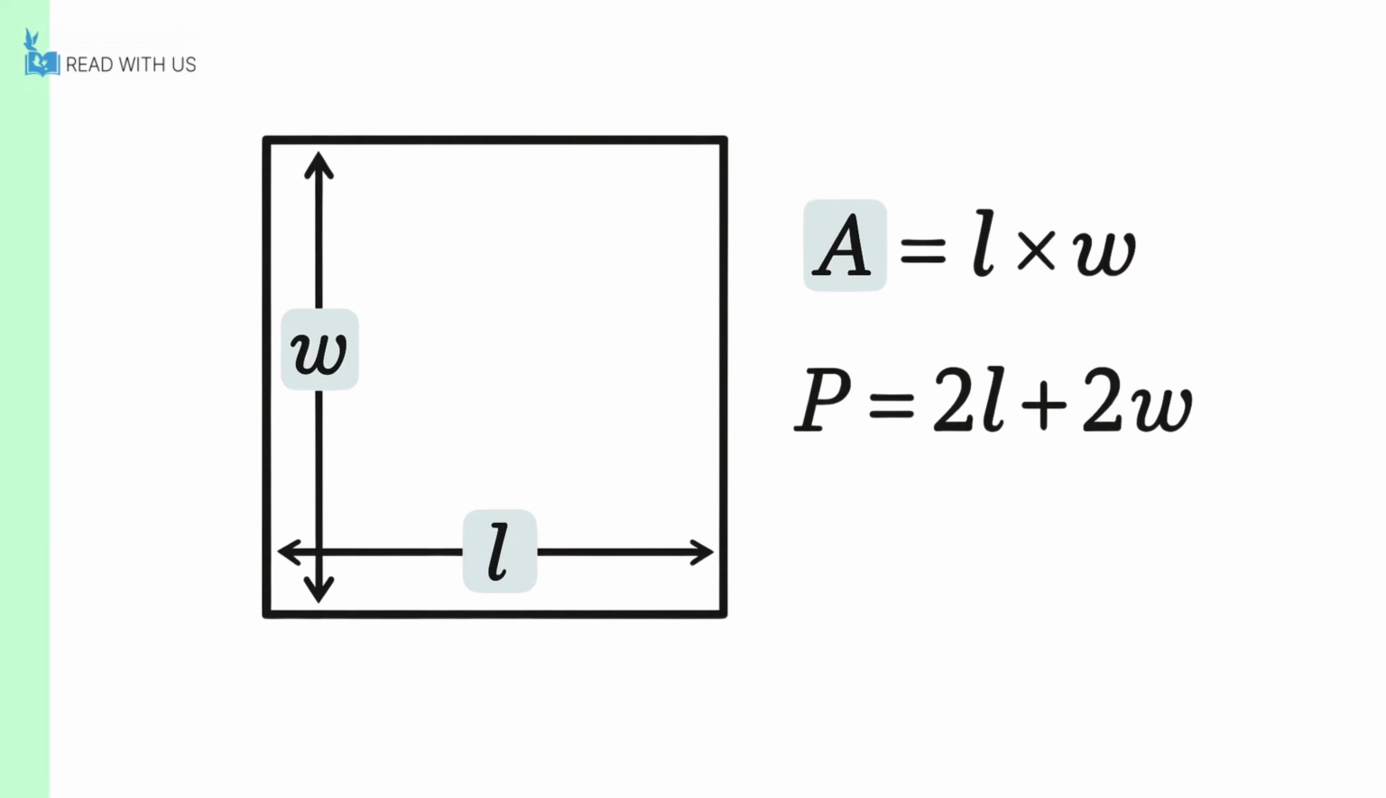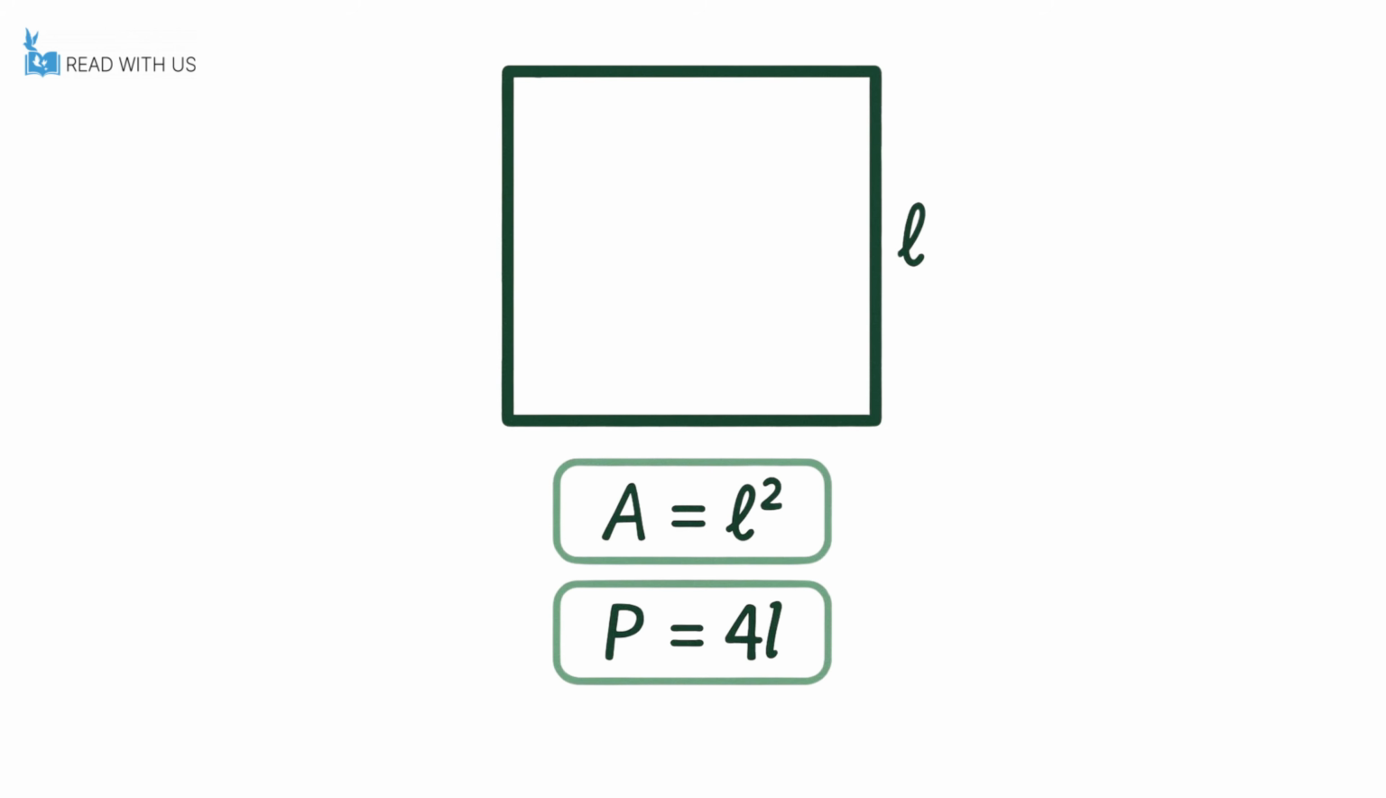For a rectangle, the area equals length times width, so A equals L multiplied by W. The perimeter is the total distance around the shape, so P equals 2L plus 2W. For a square, all sides are equal, so the area equals L squared, and the perimeter equals 4L. Because each side is the same, we just multiply one side by 4.